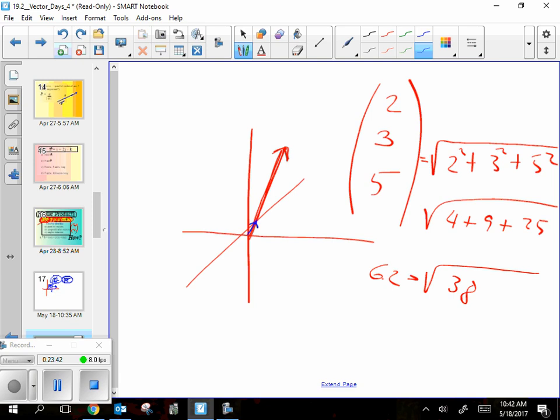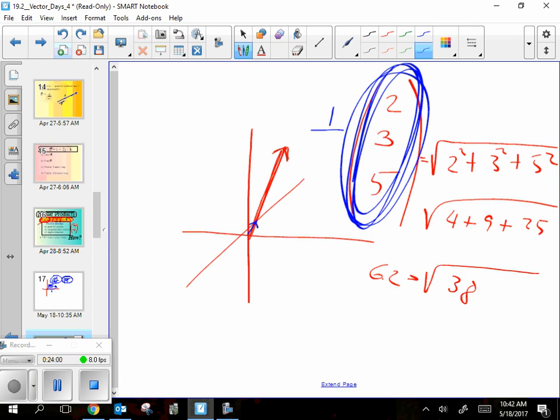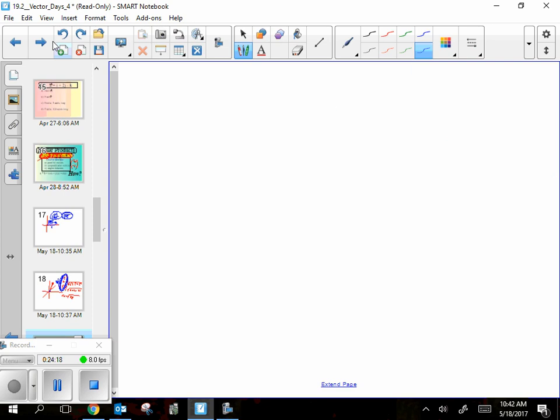So how do I take this vector here, whose actual magnitude is the square root of 38, and make it be a unit vector? You times it by 1 over root 38. Do you get that if this thing is root 38, I have to times it by 1 over root 38 to get it to equal 1? What if it was 39 inches long? I'd have to multiply by 1 over 39, right? Get the idea?